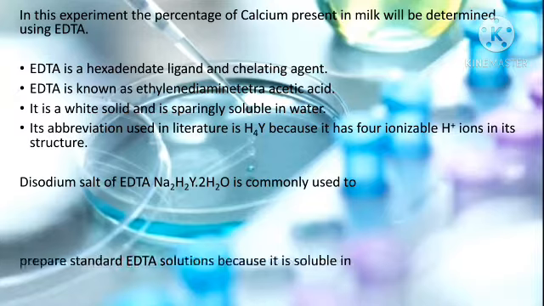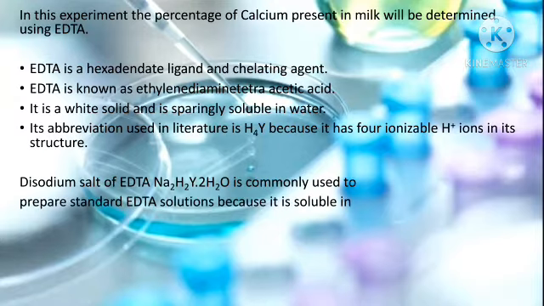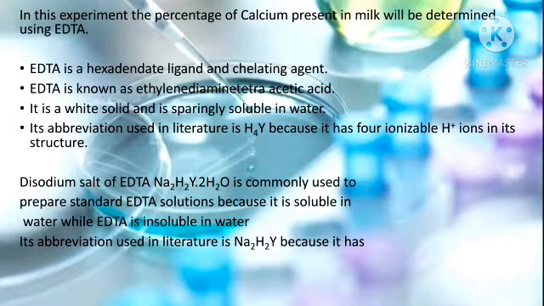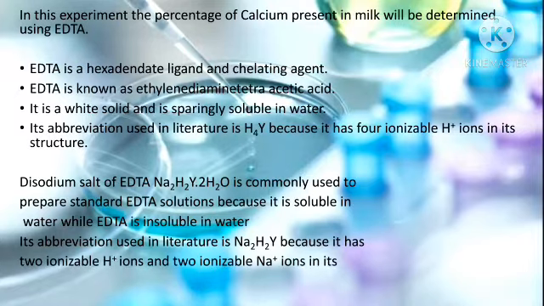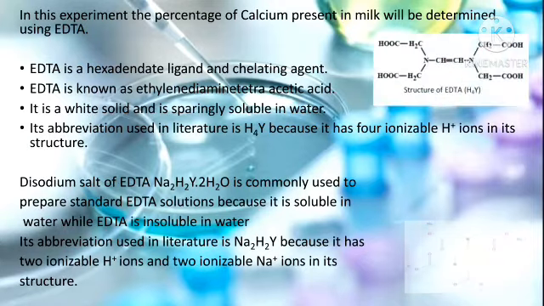That's why, to overcome this problem, in our lab, disodium salt of EDTA dihydrate is given preference over EDTA because it is highly soluble in water and there is no need to dry it in oven at 140 degrees centigrade like EDTA. Its abbreviation used in literature is Na2H2Y because it has 2 ionizable H plus ions and 2 ionizable Na plus ions in its structure.